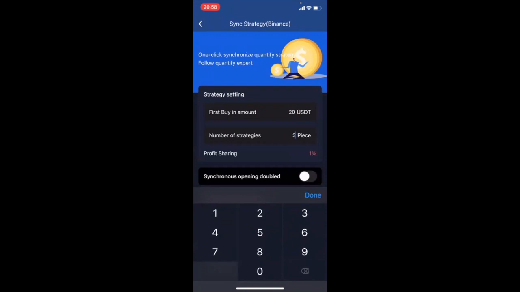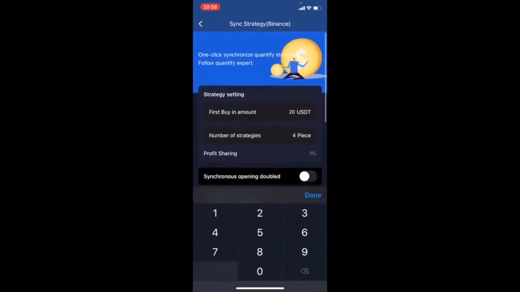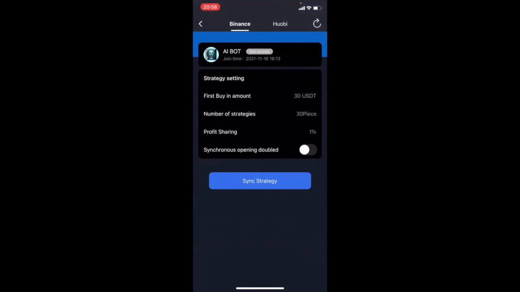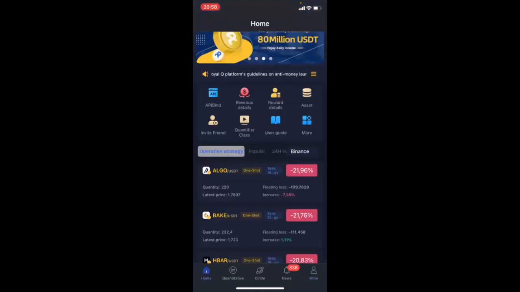Let's go 4, all right? You can do that, right? We're not doing that right now. And then you press sync strategy, and that's it. You are now synced to the strategy, and it will automatically start buying and selling and generating profit for you 24/7. So what does that actually look like?